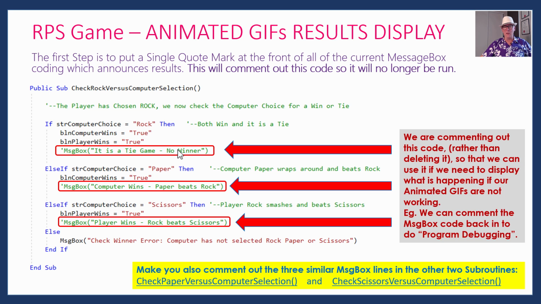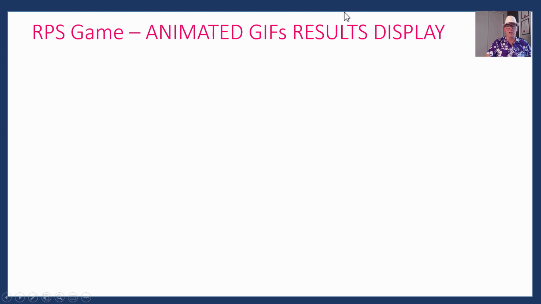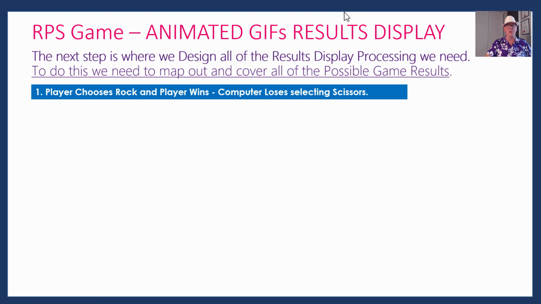Now make sure you comment out those message boxes in the other 2 subroutines. So you're going to go into check rock versus computer, check paper versus computer and check scissors versus computer, and just put a single quote in front of them. They should turn green and they're all commented out, and that's all good because we want animated GIFs there instead.